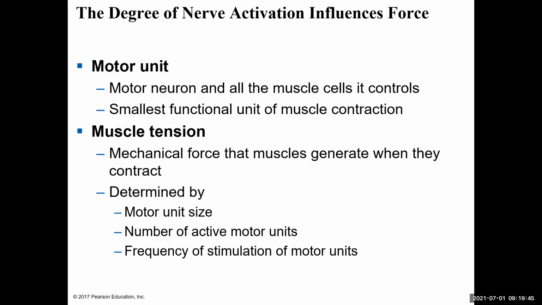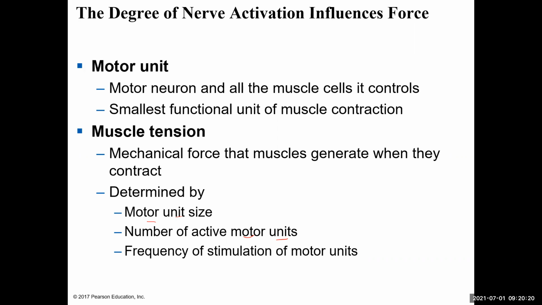Now, muscle tension is the force that muscles generate when they contract. This is determined by the motor unit size. If the motor neuron is controlling a lot of muscle cells versus a small amount of muscle cells, then you're going to get higher force. So the more muscle cells you're controlling, the more force you get. And that's also related to the number of active motor units. If you have only one motor unit active, your force is going to be smaller than if you had, say, 4 motor units active.